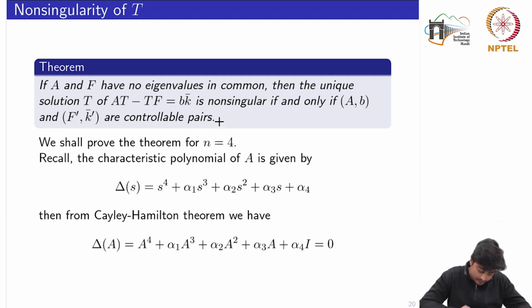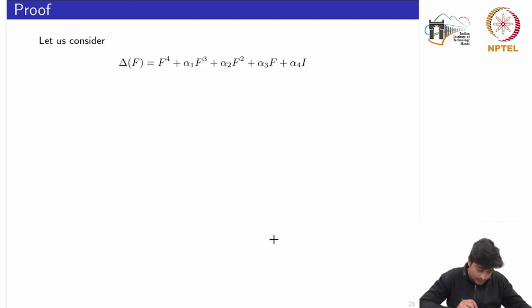but it would also be applicable for any n-dimensional system. So recall that the characteristic polynomial of the plant, or of the A matrix, is given by this polynomial for n equal to 4, where alpha 1 to alpha 4 coefficients are already known. We also know from the Cayley-Hamilton theorem that if I replace S by the A matrix, this would also be equal to 0. So let's see the proof.